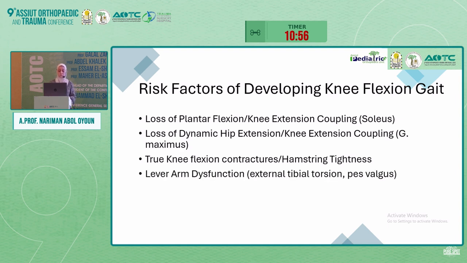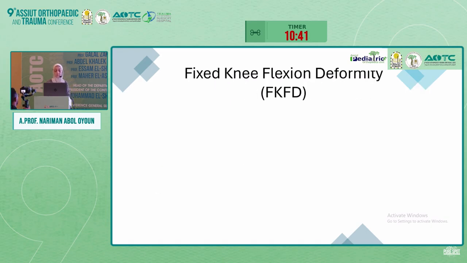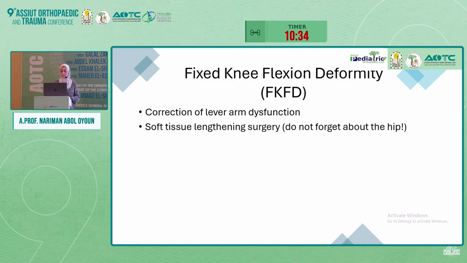Lever arm dysfunction with external tibial torsion and pes valgus diminish the mechanical efficiency of the quadriceps muscle to extend the knee because the knee is now in a malrotated position. Poor balance. Fixed knee flexion deformity, how to treat it? You need to correct the lever arm dysfunction. You need to address the soft tissue tightness if the problem is with tight hamstrings, true shortening of the hamstrings.